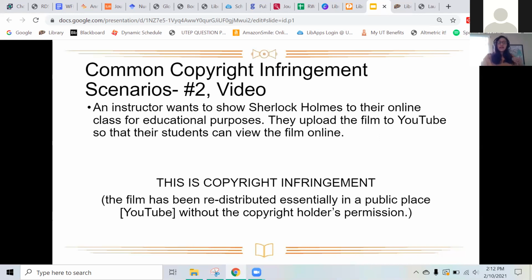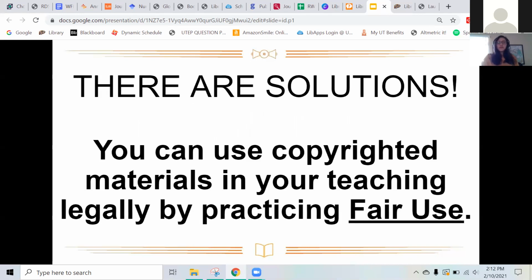All right. So, in both of these scenarios, the instructor really just wants to get course materials to their students. They're not trying to cheat anyone out of profits. Maybe that's not the main goal. They're not trying to break the law. But we have to be mindful that these laws are in place. And so there are solutions to navigate copyright law and still provide the resources that you want your students to have. You can use copyrighted materials in your teaching legally by practicing fair use.